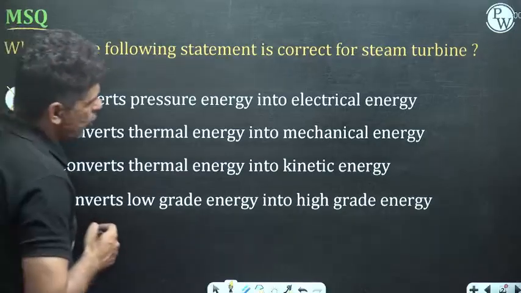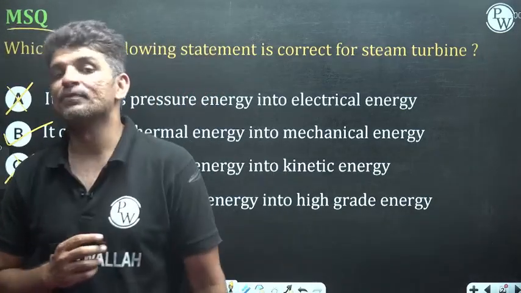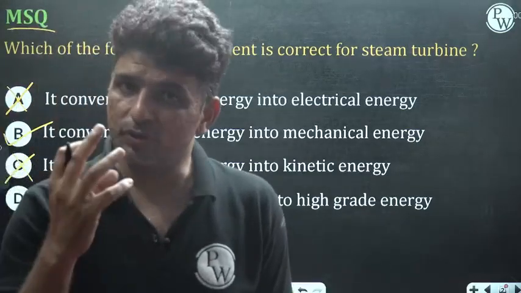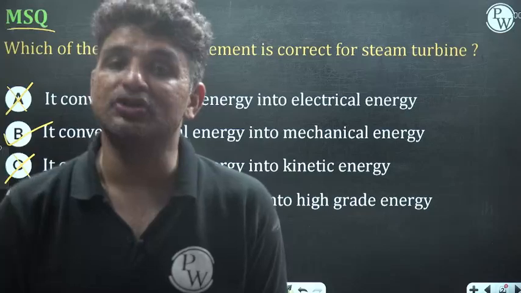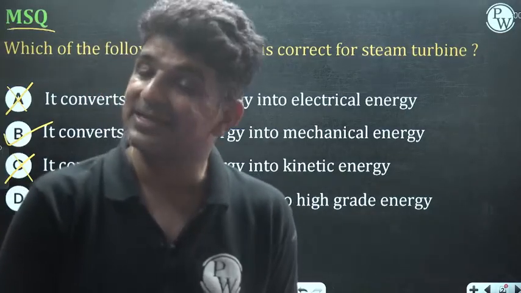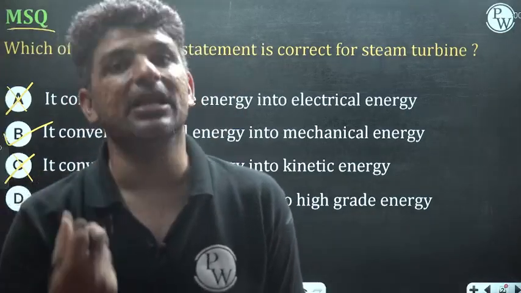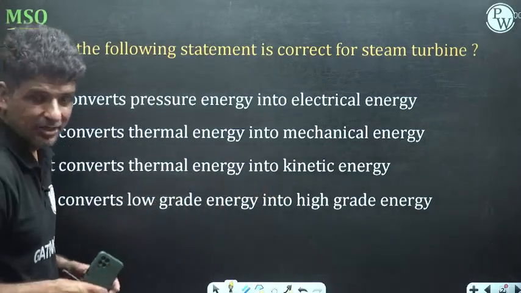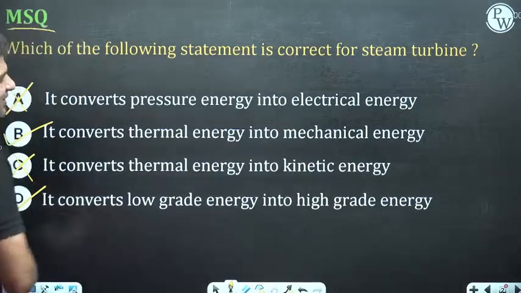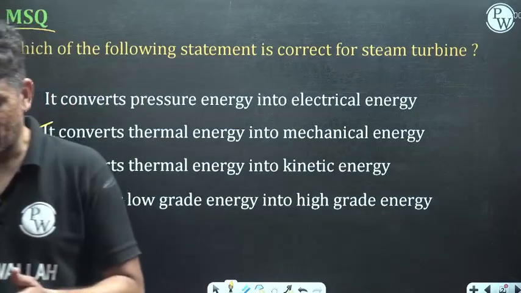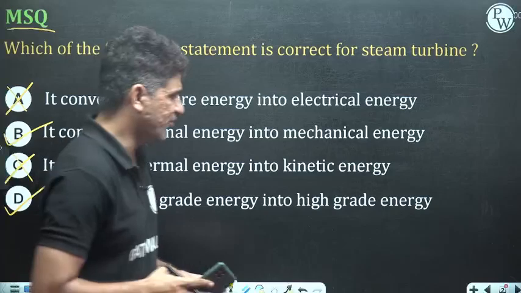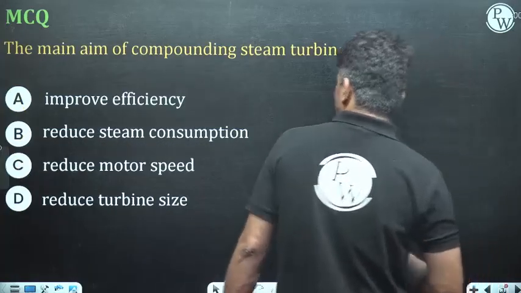Next it says it converts low grade energy into high grade energy. Yes. So it takes in the energy from the fuel. When the fuel burns, it produces heat. That is the low grade energy that is converted into thermal energy, which is again low grade energy. And that thermal energy is actually converted into work. So work is your high grade energy. So this statement is also correct. If you see now, two statements are correct, so the option will be B and D. Is it clear to everyone? Okay. Moving on to the next question.